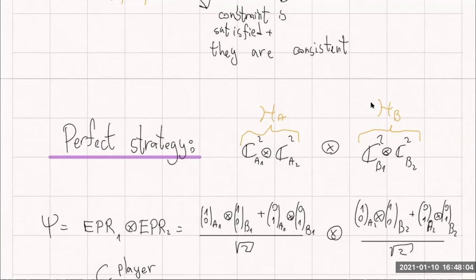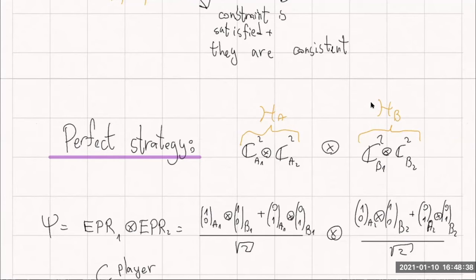So I need that Alice's Hilbert space consists of 2 qubits. So it's C squared tensor C squared, and I'm calling the first qubit C squared of A1, and the second qubit C squared of A2. And also on Bob's side, there are 2 qubits. So there is C squared of B1, tensor C squared of B2. So in total, our space is 16-dimensional and consists of 4 particles.